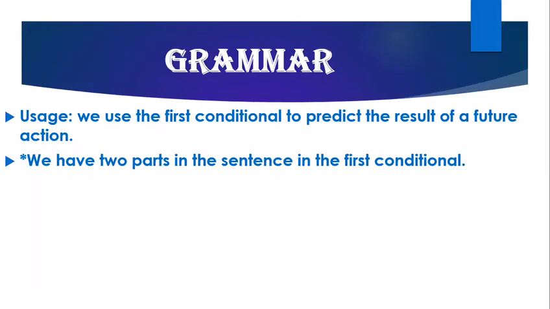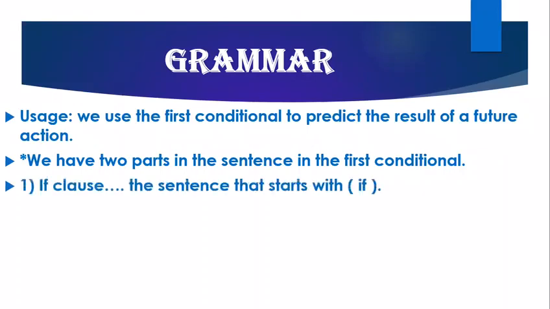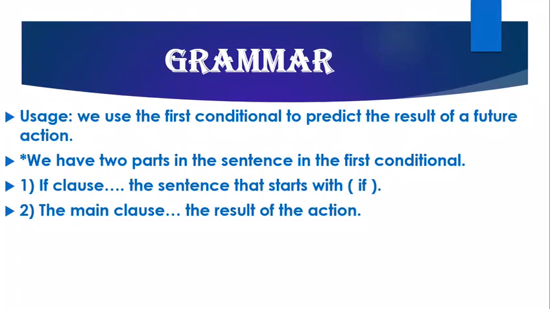We have two parts in the sentence in the first conditional, as in the zero conditional. The first part is the if clause, and the second part is the main clause. The if clause is the sentence that starts with if, and the other part is the main clause, the result of the action.